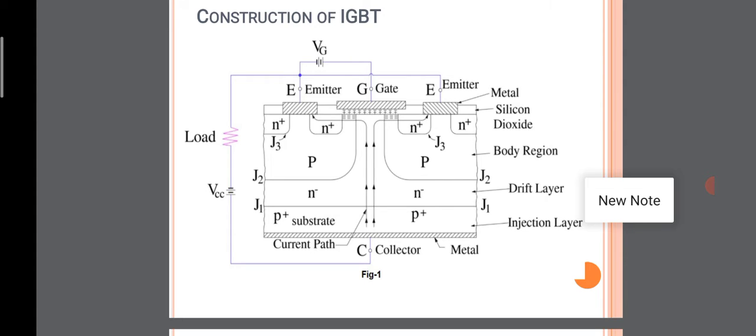Now, an insulating layer of silicon dioxide, that is SiO2, is grown on the surface. This insulating layer is etched in order to embed the metallic emitter and gate terminal. The P layer is also called the body of IGBT. The N-negative layer in between the P-positive and P region serves to accommodate the depletion layer of the PN junction, that is J2.